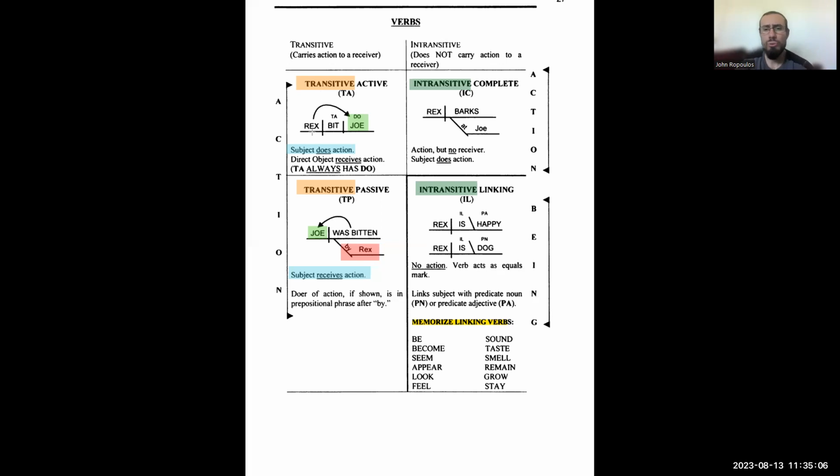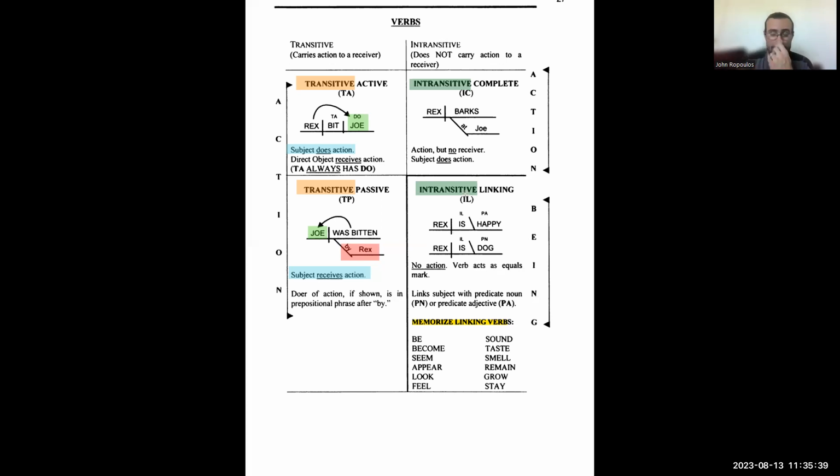So now look, we have two transitive types, transitive active and transitive passive. In one, the subject, Rex, is doing the biting to Joe. The object is receiving the action. Then we have transitive passive. Joe was bitten. Joe is being bitten by Rex, right? But Joe is being bitten. Here the subject is receiving the action, so it's passive. Passive here just means something like the doer of the verb is unknown grammatically.